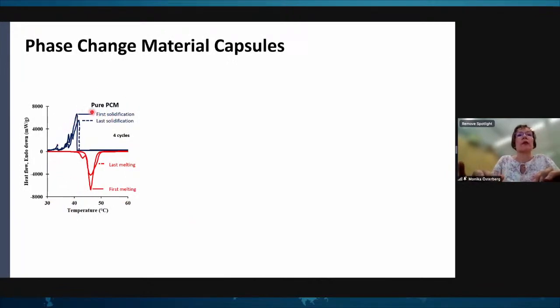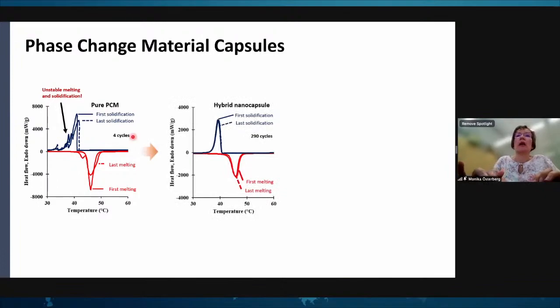If we here look at the pure PCM, so here the pure lauric acid, we can compare the first solidification with the last solidification. We see a difference here in the curve. So we see that this is unstable. You have unstable melting and solidification, and this is, of course, not good if you are using this as PCM materials. When we use the hybrid nanocapsules, we can do this heating and cooling cycle for almost 300 cycles, and it's exactly the same, so it's much more stable.